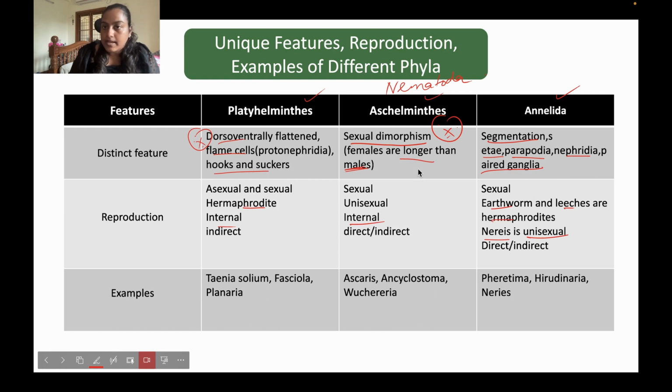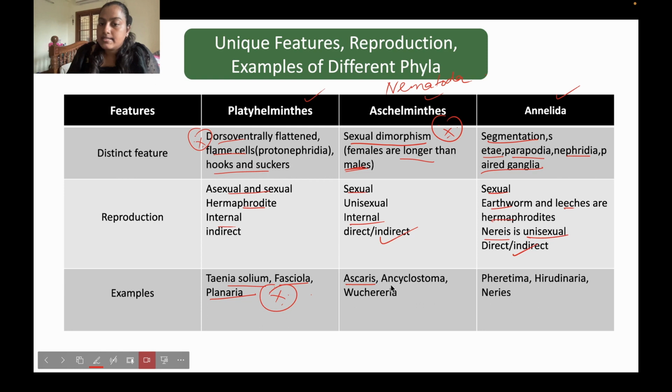From Aschelminthes and Annelida, direct and indirect development. Even Arthropoda and Mollusca, both direct and indirect you can see. And asexual, sexual. Moving on to the examples. Platyhelminthes: Taenia solium, Fasciola, and Planaria. Beautiful three examples.